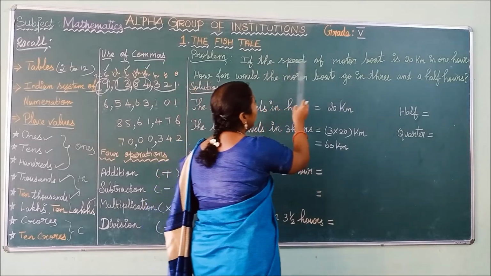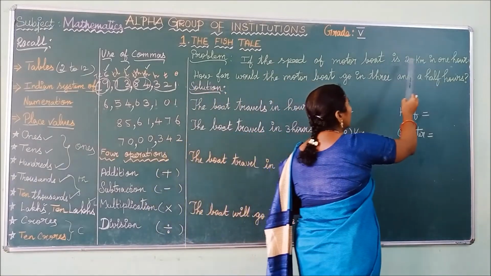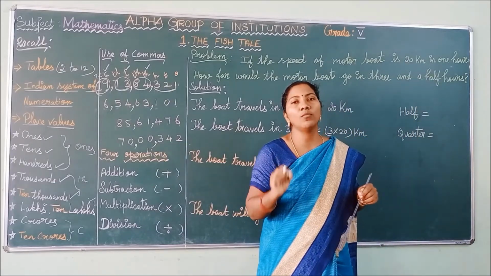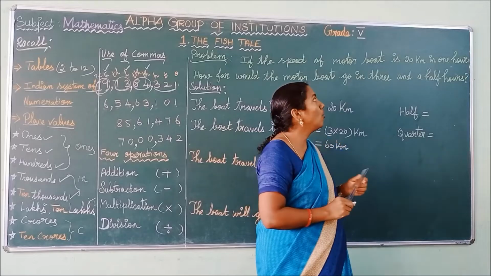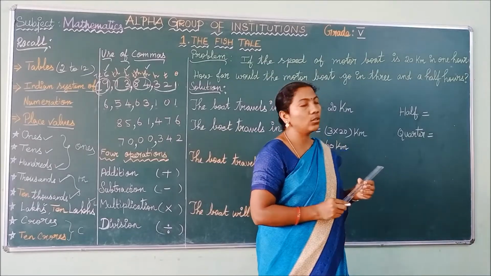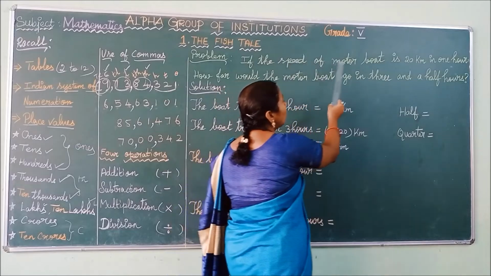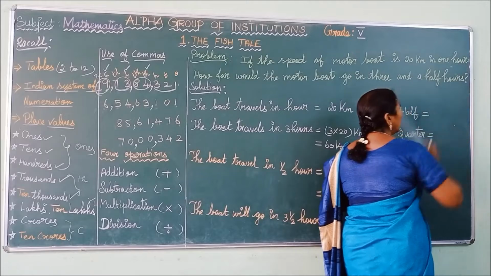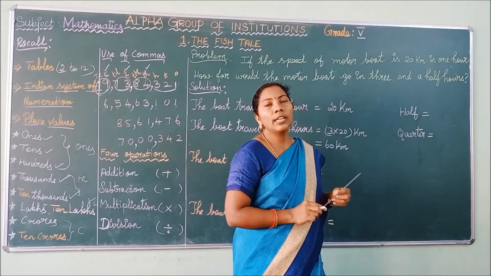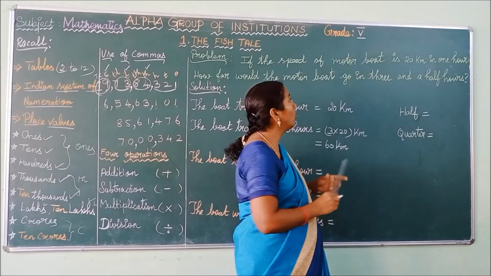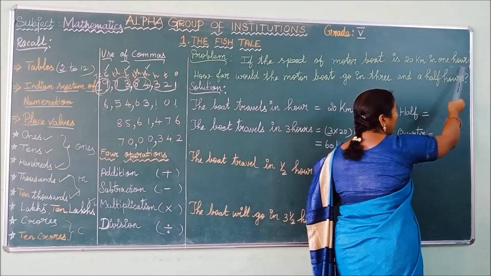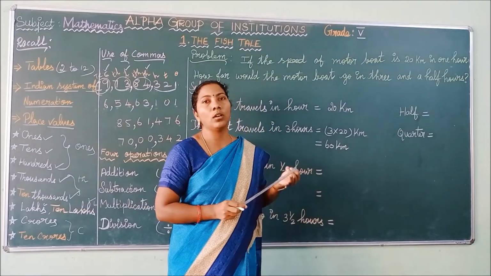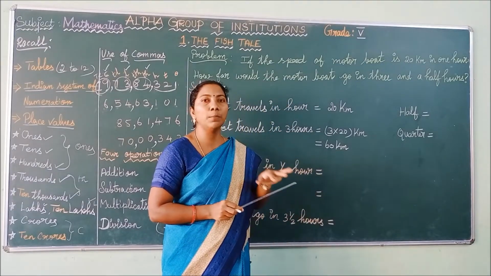If the speed of a motor boat is 20 km, how can you read km? Km is a short form for kilometer. So you have to read it as 20 kilometer. If the speed of the motor boat is 20 kilometer in 1 hour. 1 hour means it has how many minutes? Yes, 60 minutes. In your book there are many types of boats, like motor boat, log boat, long tail boat. You can see the pictures in your maths book.